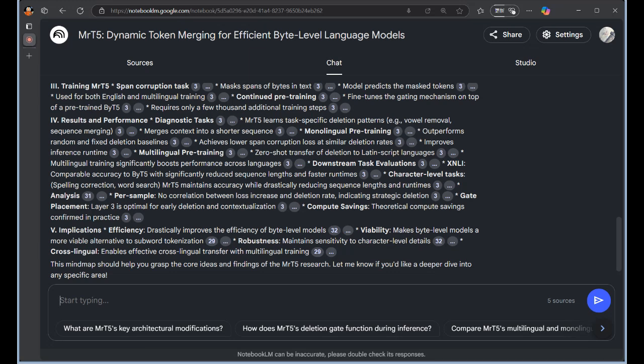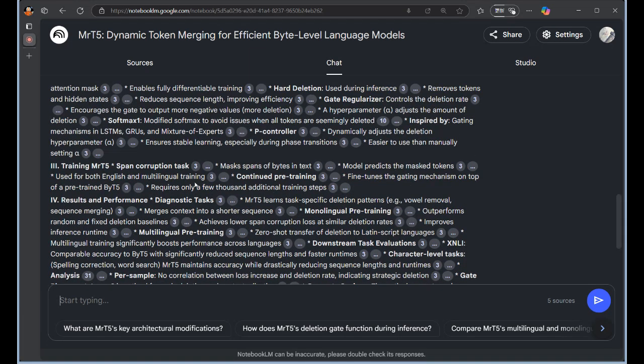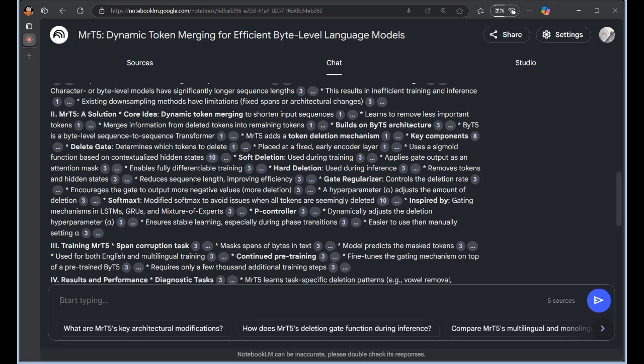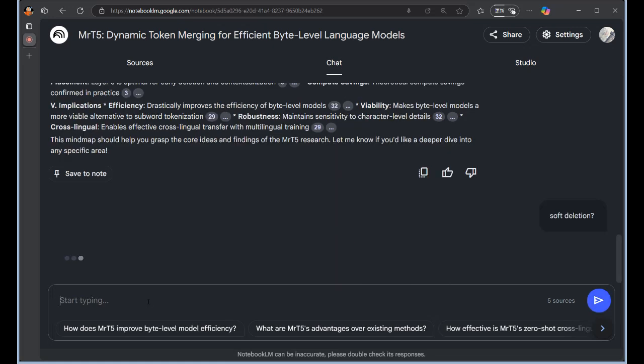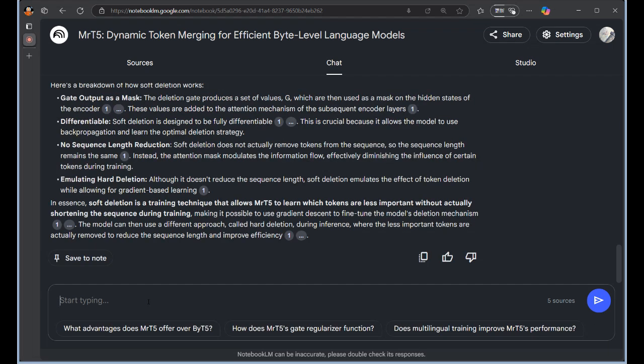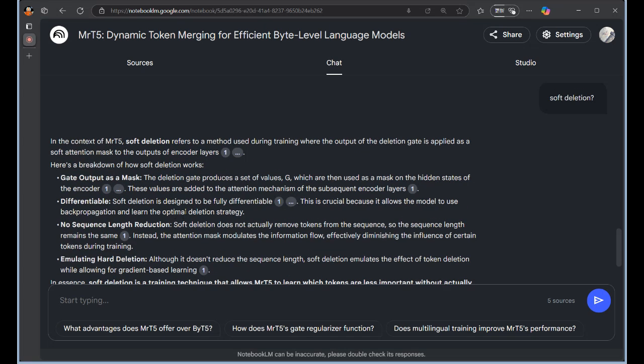So soft deletion is like giving the model some wiggle room to learn, right? Exactly. But what about hard deletion? When does that come in? Once the model is trained and ready to be used, it switches to hard deletion. This is where those dimmed down bytes get completely removed, making the processing much faster. So it's like the model is learning to be ruthlessly efficient. Yeah, you could say that. But how do they ensure it doesn't become too ruthless and start deleting crucial information?